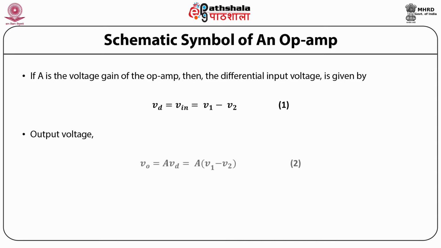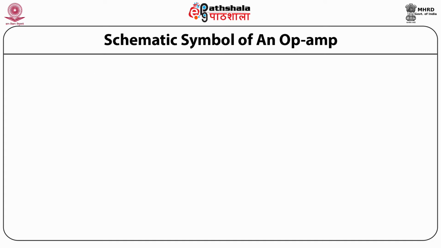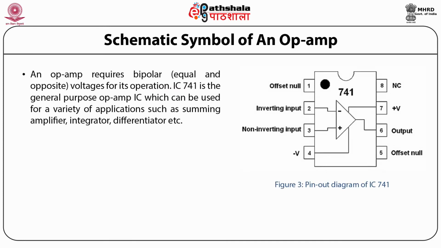Output voltage V0 = A × Vd = A × (V1 - V2). That is, output voltage is directly proportional to the differential input voltage. The voltages V1, V2 and V0 are measured with respect to ground. An op-amp requires bipolar, that is equal and opposite voltages for its operation.